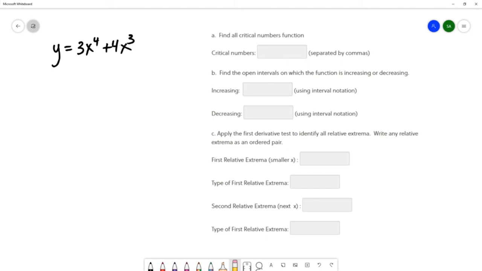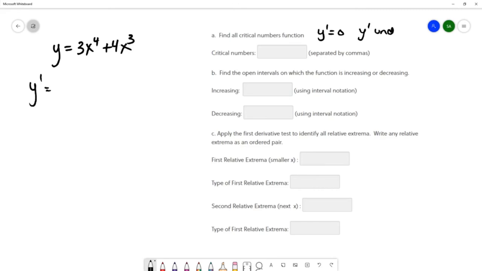On this question, we're given the equation y equals 3x to the fourth plus 4x cubed. We want to start by finding the critical numbers of the function. Critical numbers are going to be where your derivative is equal to 0 or your derivative is undefined. So we're going to start to find those critical numbers by calculating the derivative of this function y equals 3x to the fourth plus 4x cubed.